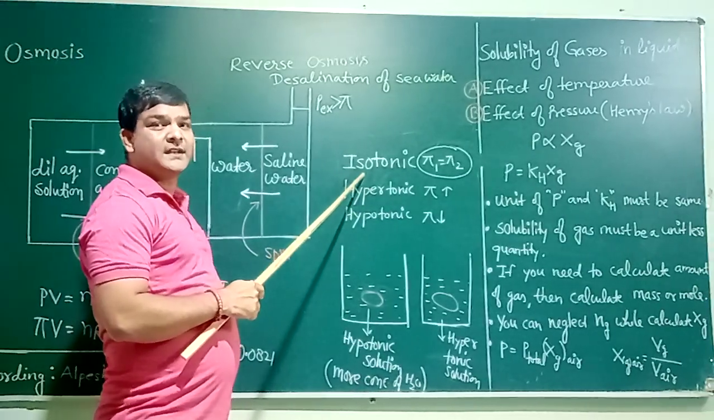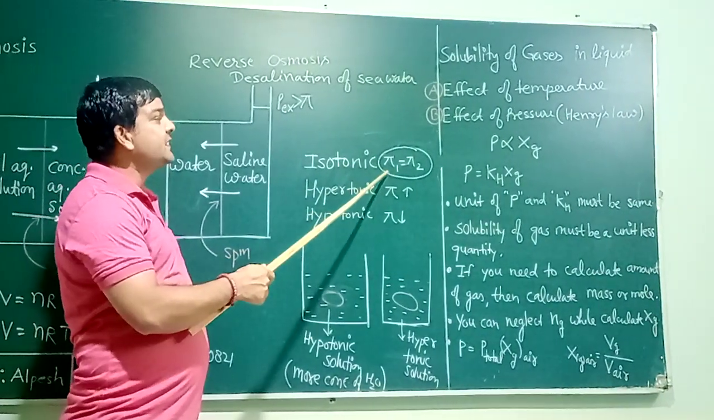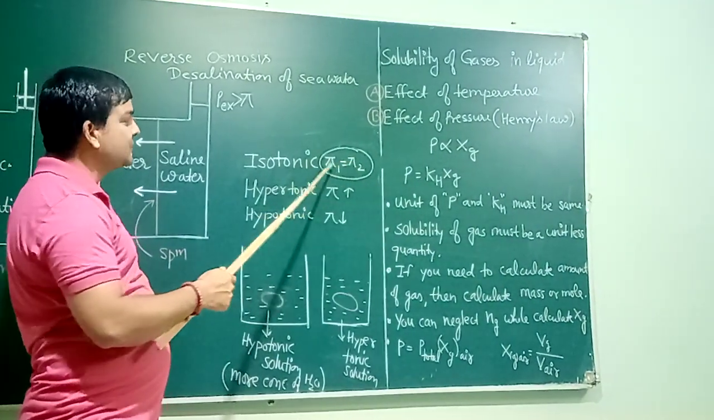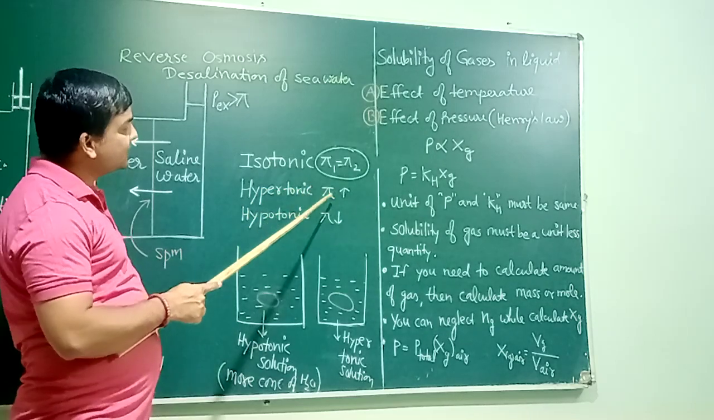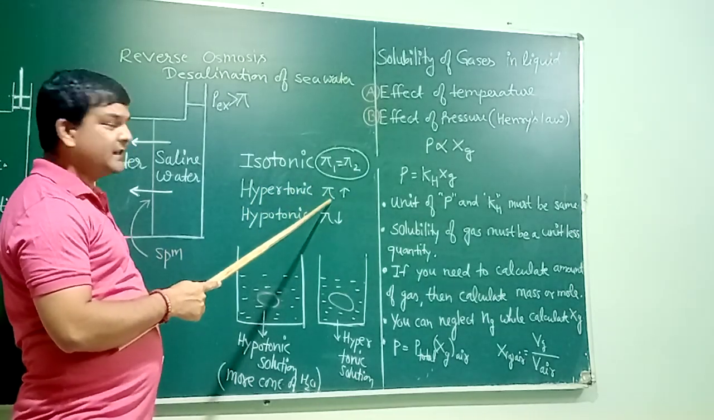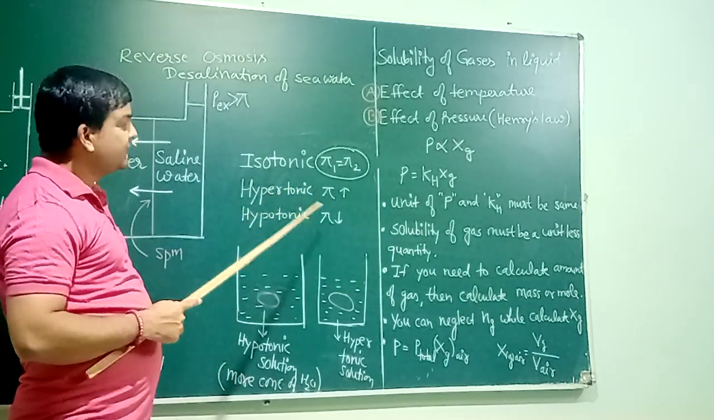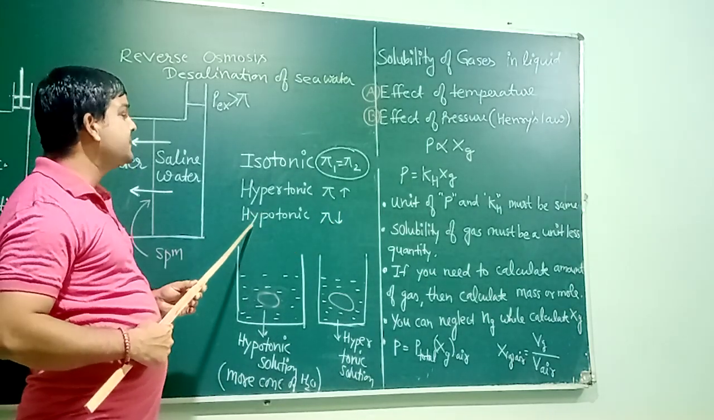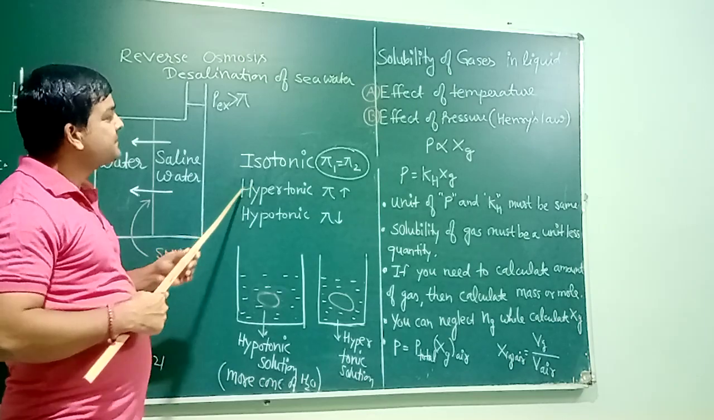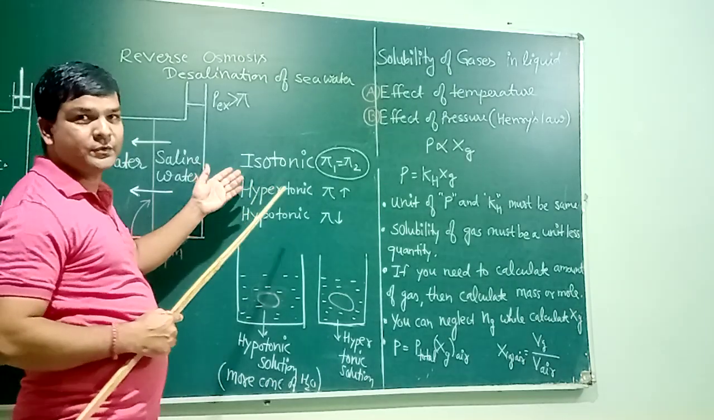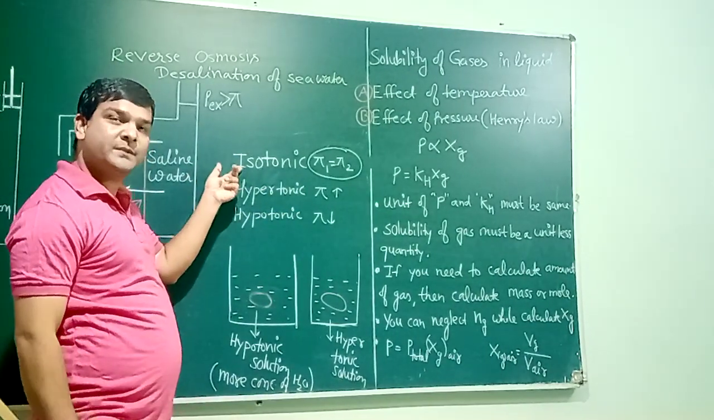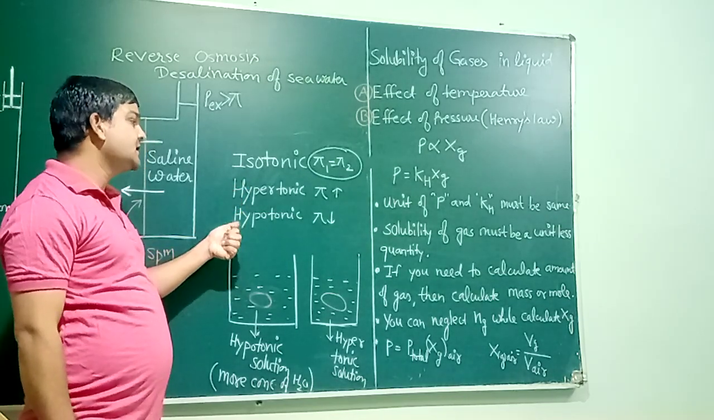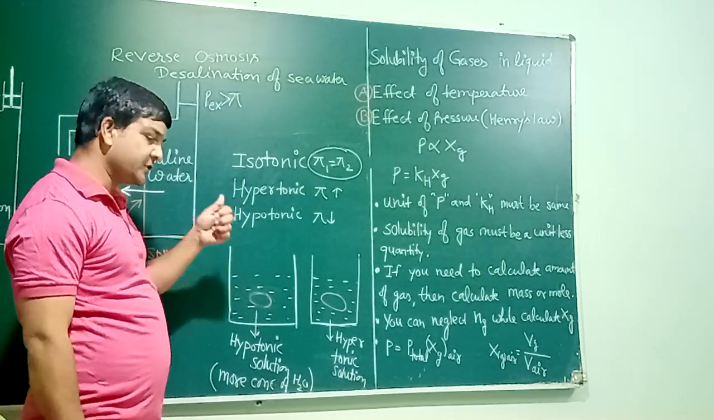Isotonic solution means if two solutions have the same osmotic pressure, then they are considered isotonic solutions. In case a solution has high osmotic pressure, it is known as hypertonic. If a solution has low osmotic pressure, it is known as a hypotonic solution. So these are simple terms. You may ask one more question: what do you mean by isotonic? Same osmotic pressure of two solutions. This is for higher osmotic pressure, and this is for lower osmotic pressure.